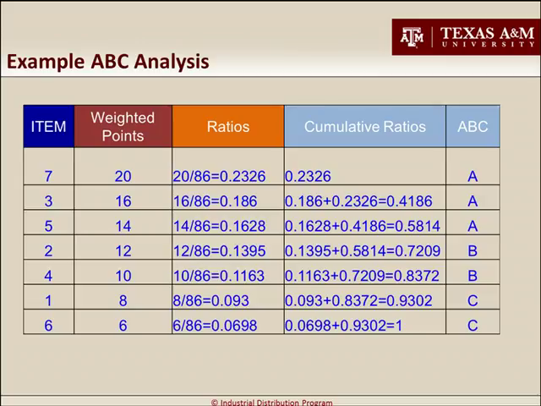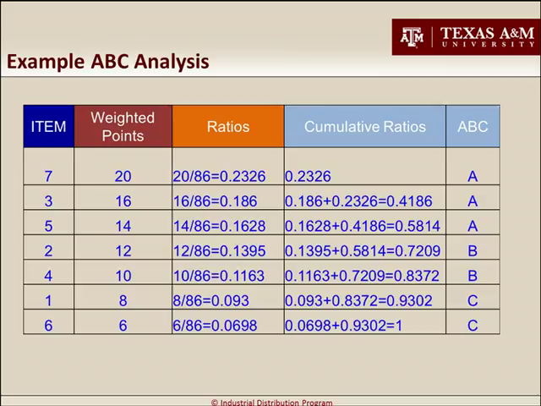So once you get the cumulative ratios, you are going to look at the values and decide whether an item is an A, B, or C item. Remember, the top 60% are A items, 60 to 90 are B items, and above 90 are going to be the C items, right? So 23.26%, 46.86%, and 83.14%, all three are about lower than 60%, so those are my A items. Then items 2 and 4 are in the B category, and finally items 1 and 6 are in the C category, right? So that is how we do the ABC analysis.